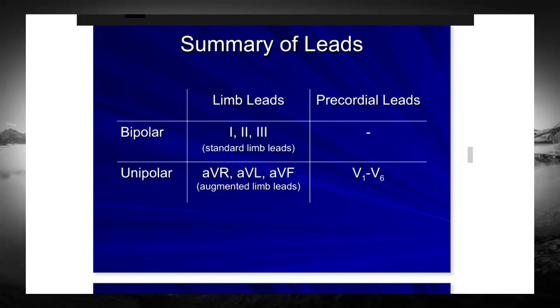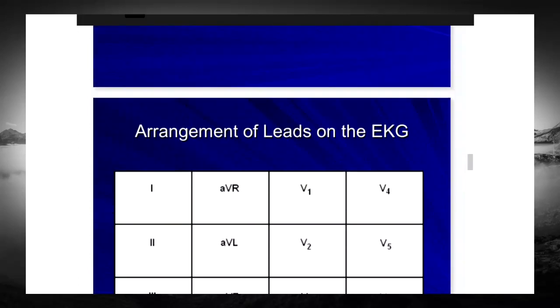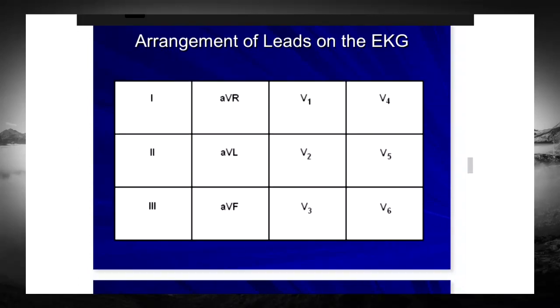So our leads again: bipolar 1, 2, 3. They're standard limb leads. The limb leads themselves are bipolar, but the 1, 2, 3 are what give you the two leads there. And then you have AVR, AVL, AVF, your augmented limb leads, and V1 through V6. Okay? And the arrangement of the leads on the ECG: if you look at the ECG, you'll see in the first column 1, 2, 3. Next column, AVR, AVL, AVF, then V1 through V3, and then V4 through V6. That's how it's going to look when you have a standard ECG pop up.